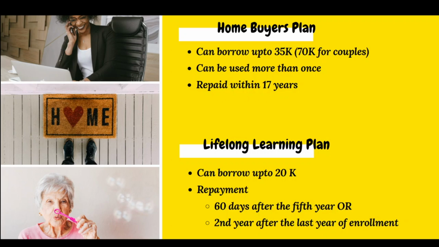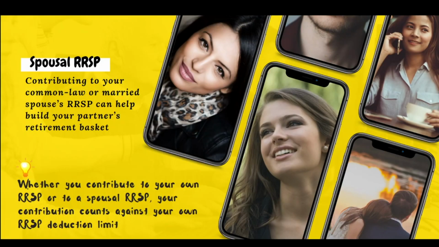Now let's look at a variant to an RRSP called Spousal RRSP. Contributing to your common law or married spouse's RRSP can help build your partner's retirement basket. At the same time, you can lower the amount of tax that you pay together. This type of plan can help ensure that retirement income is more evenly split between both of you. The benefit is greatest if a higher income spouse or common law partner contributes to an RRSP for a lower income spouse or common law partner.